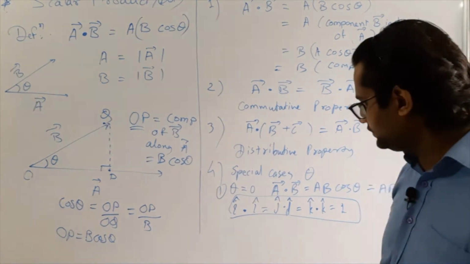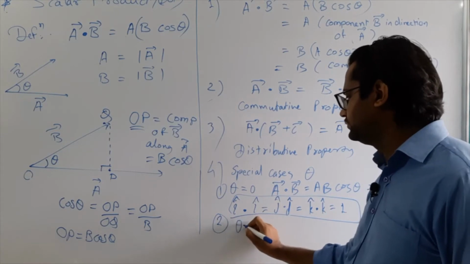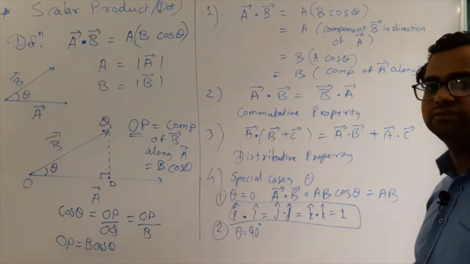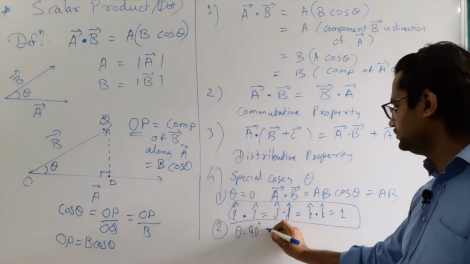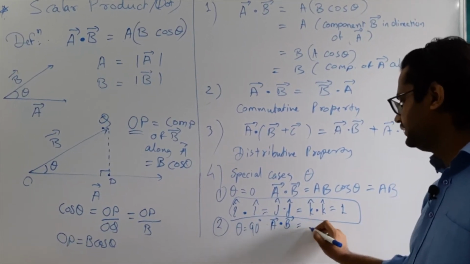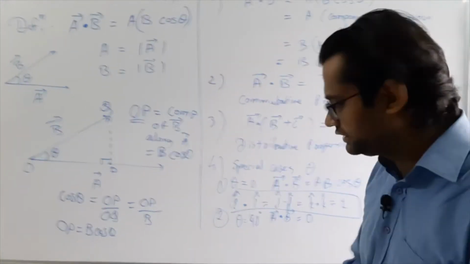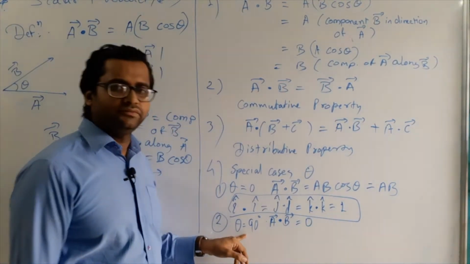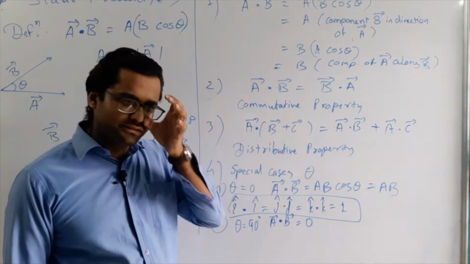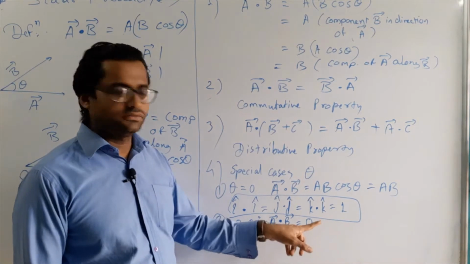Now if theta is 90 degrees, what will happen? We know that cos 90 is 0. So the dot product in this case will be 0. A bar dot b bar equal to 0. If theta is 90, then the dot product is 0. So you can remember one statement from this. What is the important statement here? If two vectors are perpendicular, then the dot product is always 0.